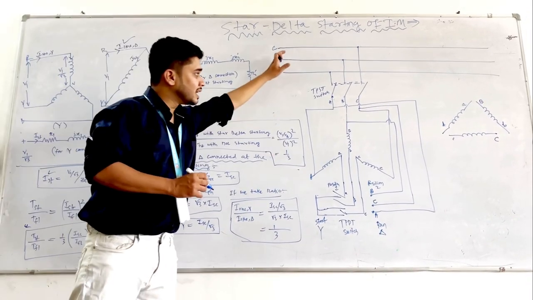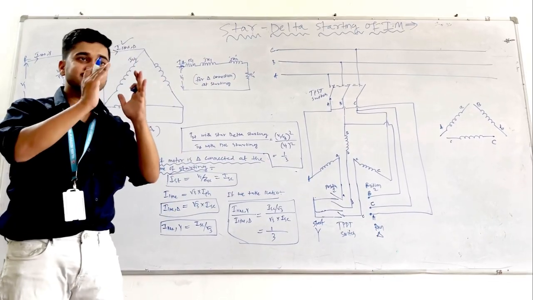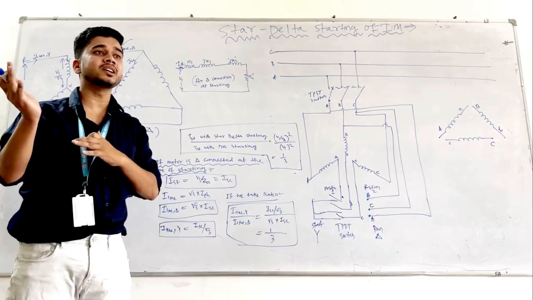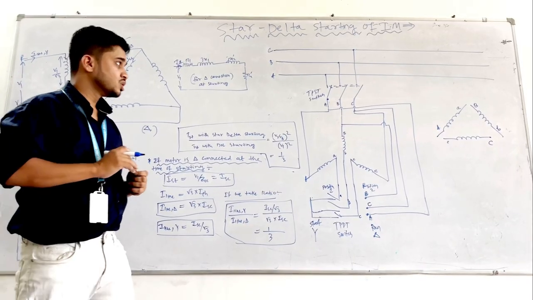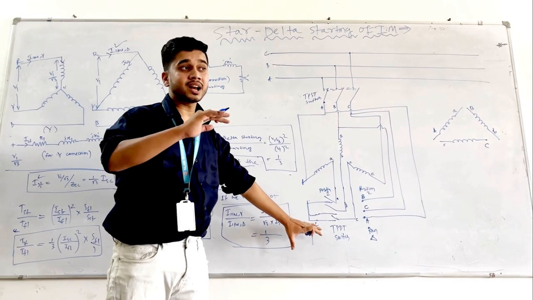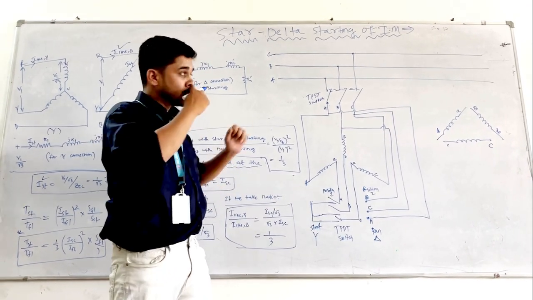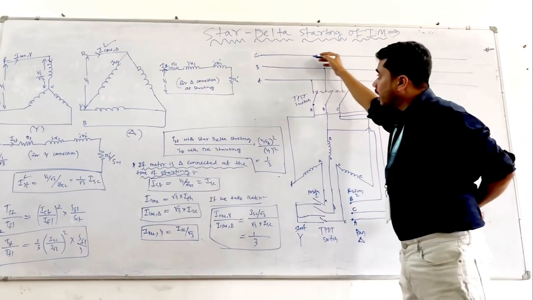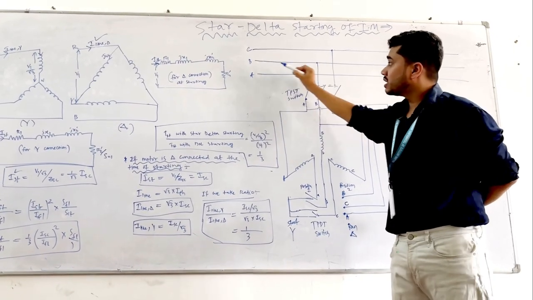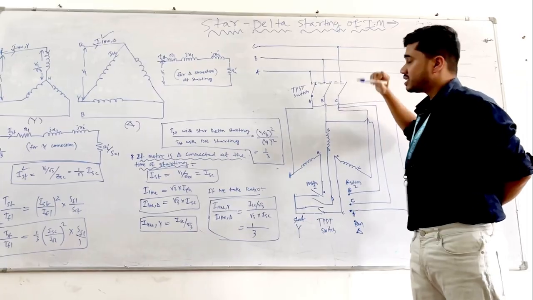Now coming to this diagram, I have told you initially the windings are in which connection? Star connection. Later it is converted to delta. So this is my proper circuit diagram, how I can convert star connection to delta. So this is my line, this is my 3 phase line. Suppose this is A phase, B phase, C phase.